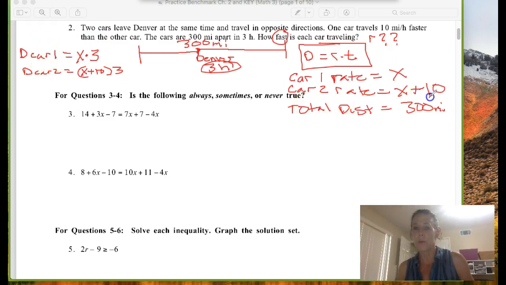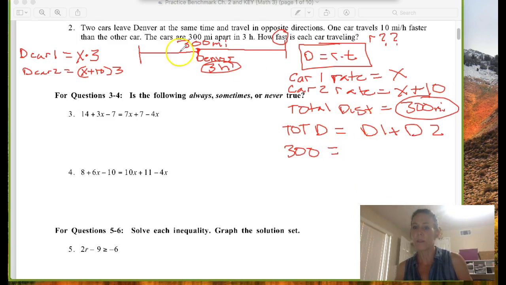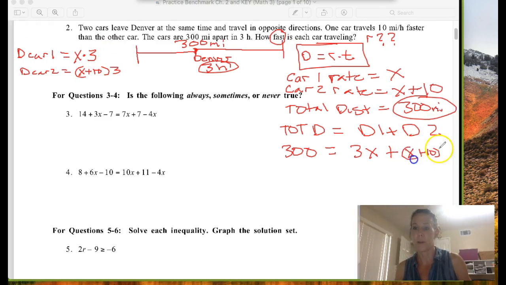Now we know the total distance was 300 miles. So I'm going to add up the distance for car 1 plus the distance for car 2, and that will give me my total distance. So total distance is going to be distance of car 1 and then distance of car 2. I'm going to add their 2 distances together to get the total distance. Well, my total distance is 300 miles. The distance for car 1 will be car 1 rate times 3 hours, plus the distance for car 2 will be car 2's rate times 3 hours, x plus 10 times 3 hours.